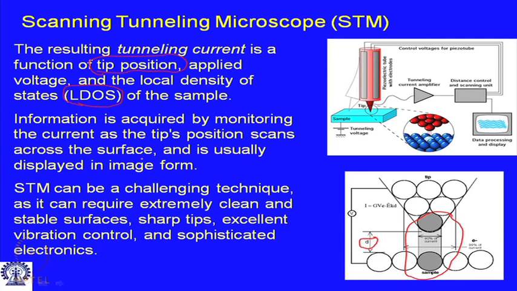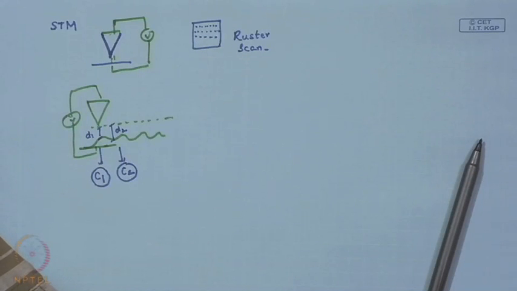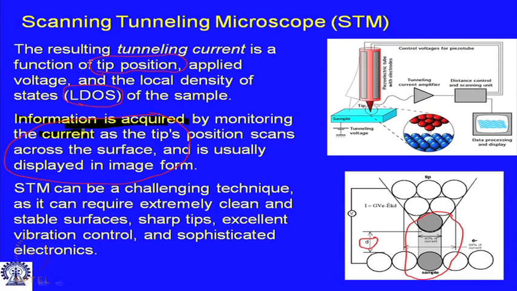We have already talked that the tip undertakes a raster scan, and information is acquired by monitoring the current. How it is done we will see. Practically, STM can be a challenging technique as it requires extremely clean and stable surfaces, sharp tips, excellent vibration control and sophisticated electronics, but let us not talk about that.